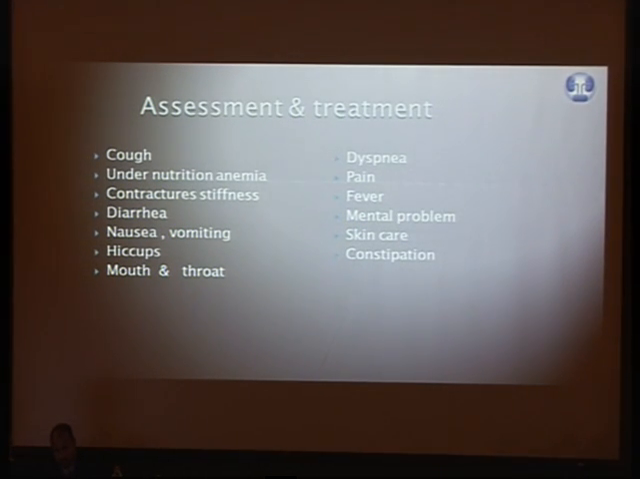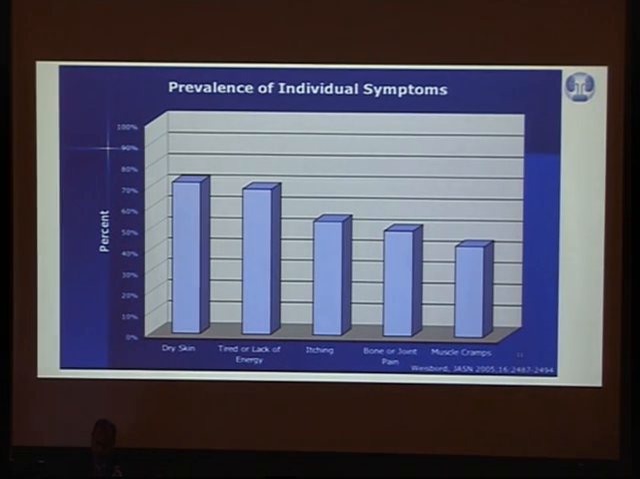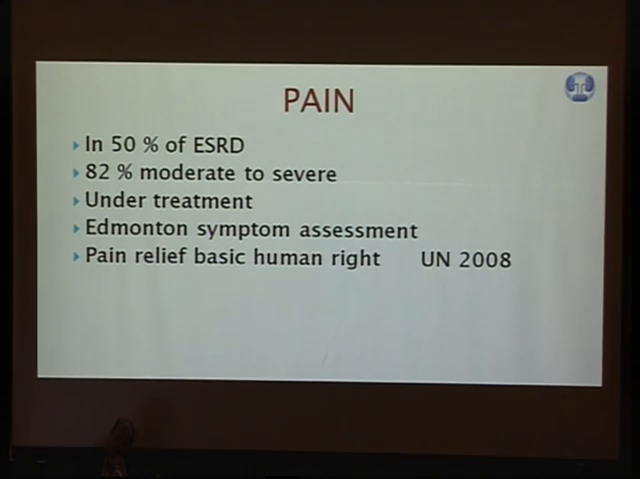This is an example of how to assist the patients and how to start treatment, but you can appreciate how frequent and how hard the symptoms are. This paper highlights five major symptoms for patients with CKD or end-stage renal disease, in more than 50% of patients on hemodialysis: dry skin, lack of energy, itching, bone and joint pain, and muscle cramps. I'll go quickly through five or six major symptoms that we have to take care of during palliative care management.